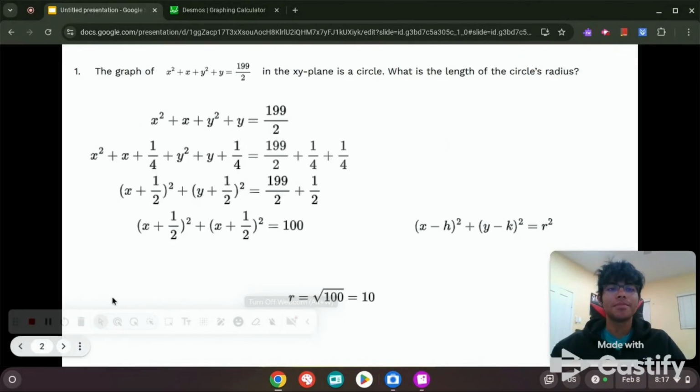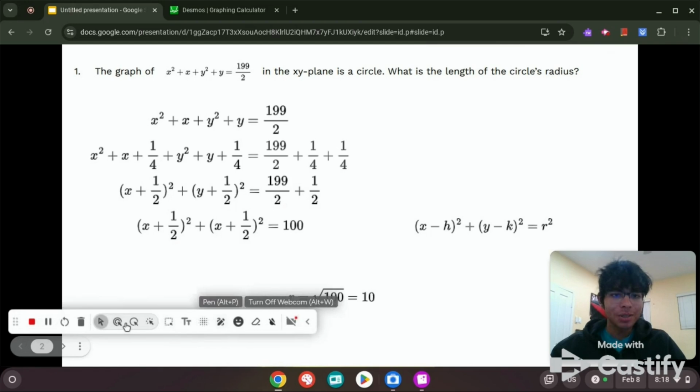Okay, so the first one is: the graph of x squared plus x plus y squared plus y plus 199 over 2 is a circle in the xy plane. What is the length of the circle's radius? So the hard way, without using Desmos, is to actually go through everything. So let me get the pen tool.